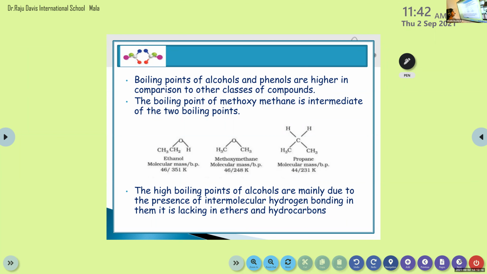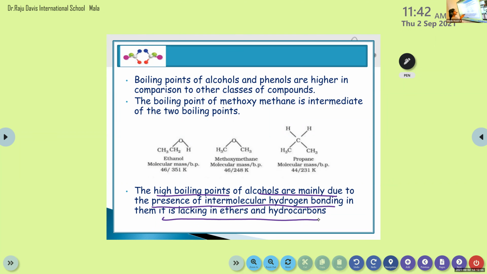Here you can write: the high boiling points of alcohols are mainly due to the presence of intermolecular hydrogen bonding in them. It is lacking in ethers and hydrocarbons. So the higher boiling point of alcohols and phenols compared to other classes of compounds is due to the presence of intermolecular hydrogen bonding between the molecules of alcohol and phenol. Clear? Then here you can see a comparison between ethanol, methoxymethane and propane.